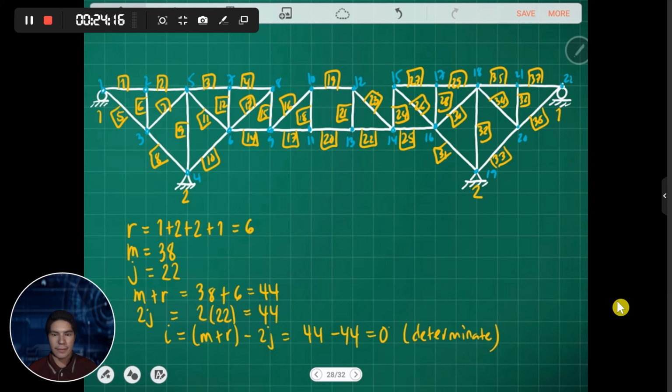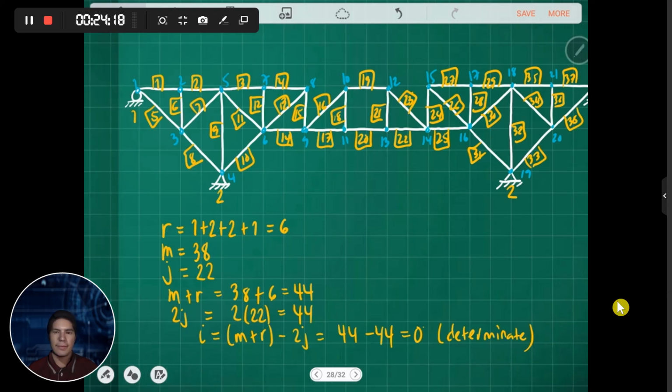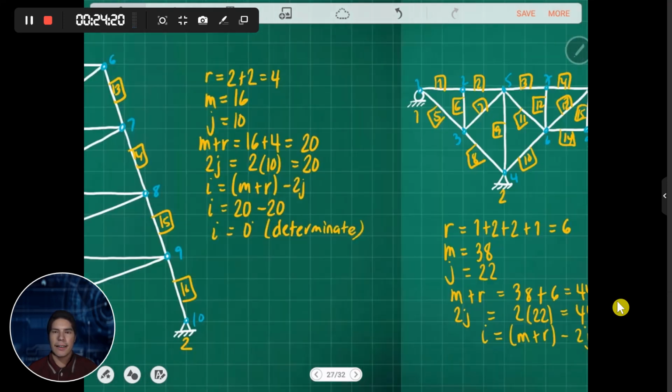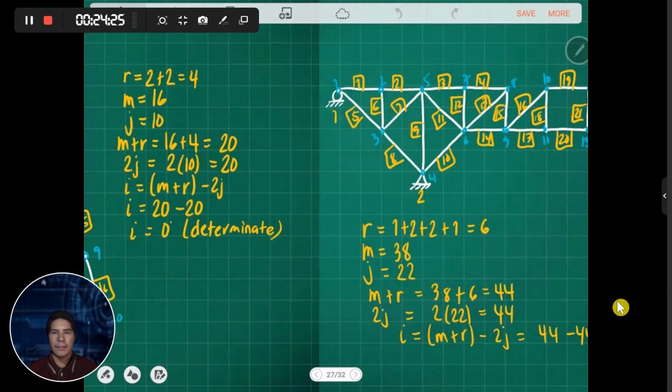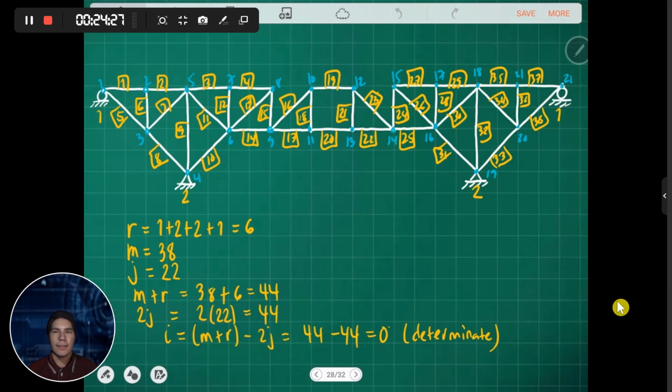Determinate. So anyway, just be careful when you do the counting of members, reactions, and joints. That is really where we sometimes make mistakes.